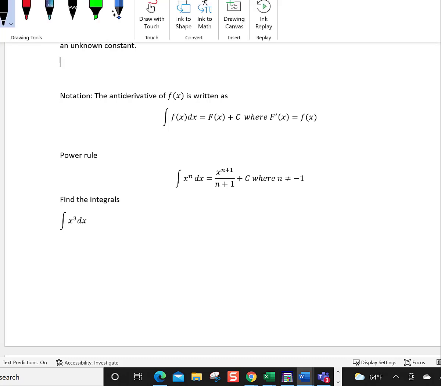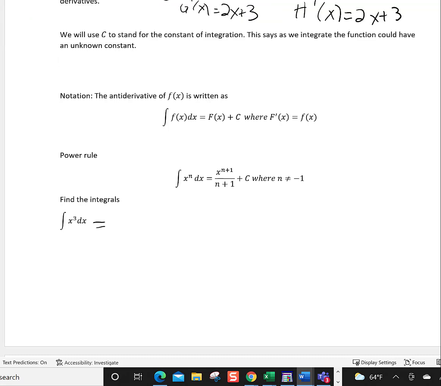So the first one I have is the integral of x cubed dx. So I said, okay, my power is 3. Let's raise it 1. That's to the power of 4. I divide by the same thing. So those two match, and I say plus c. Let's keep in mind, what are we doing? We are finding a function whose derivative is x cubed. So you could check this.